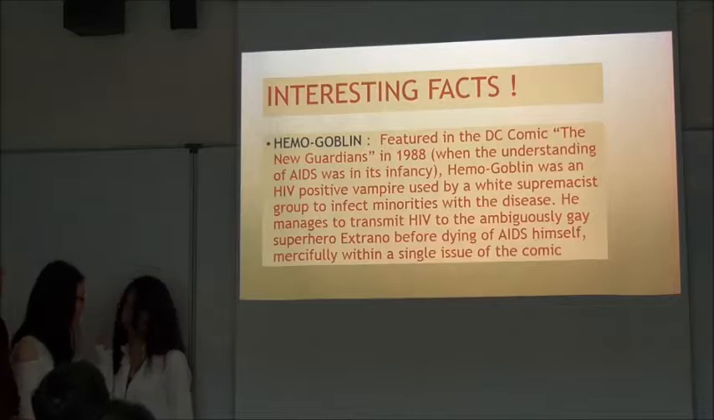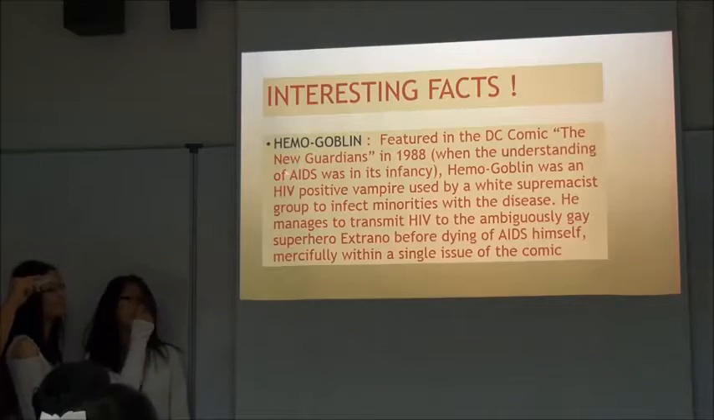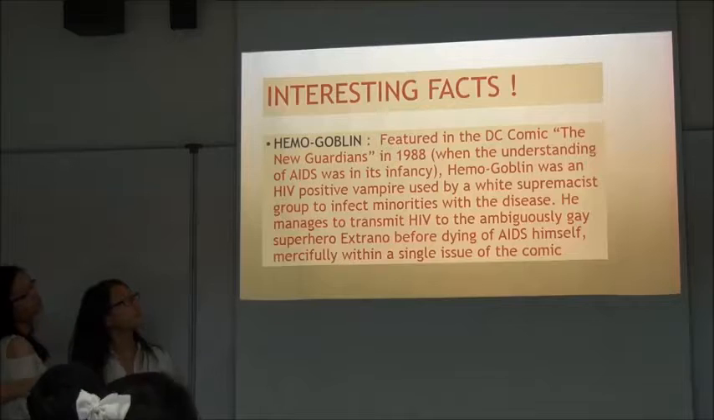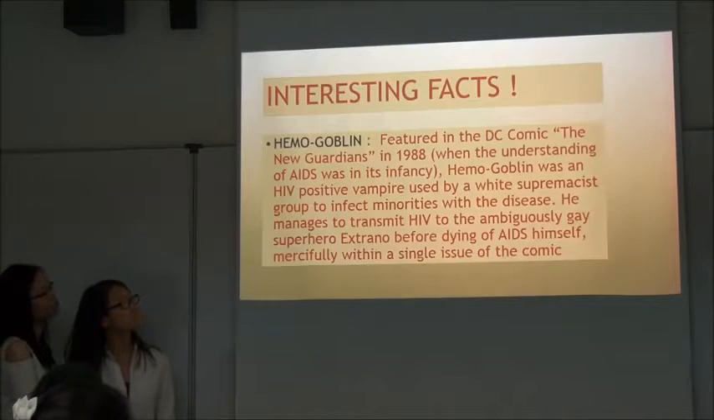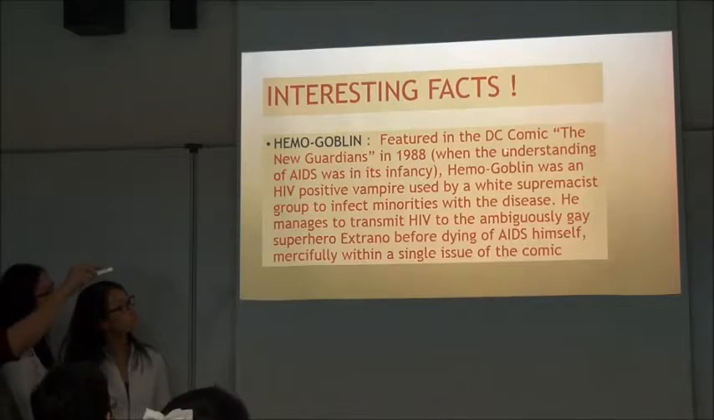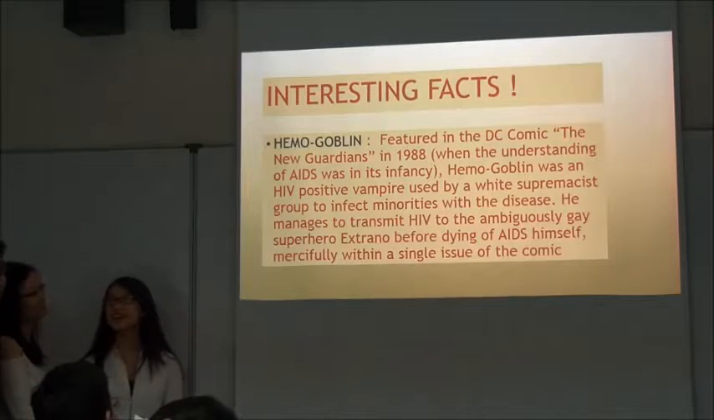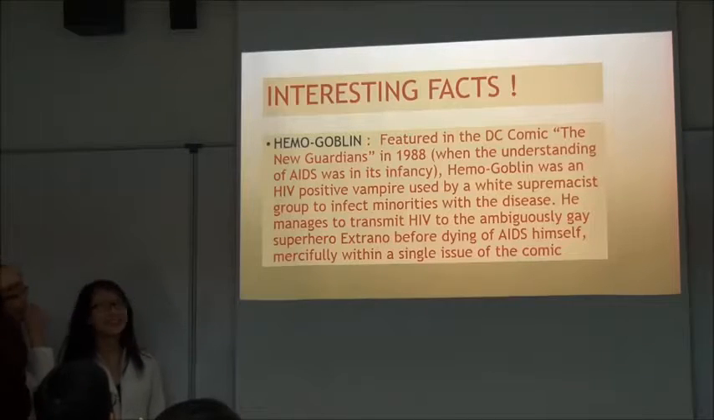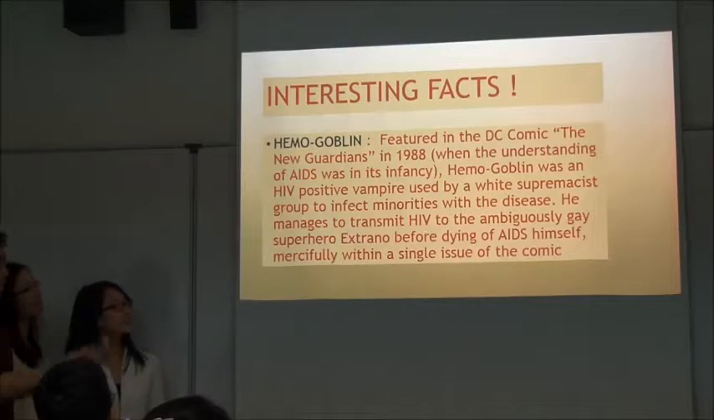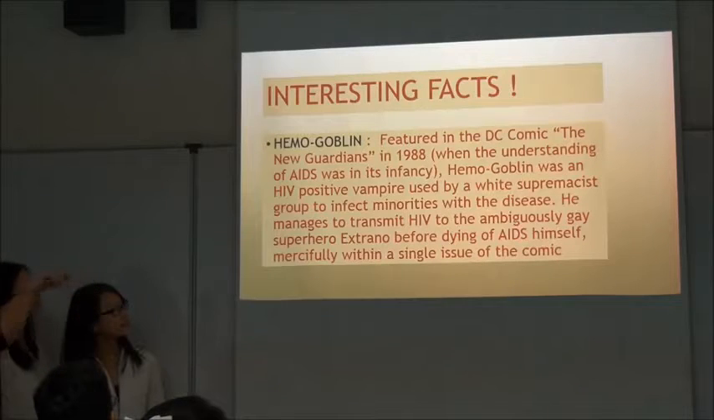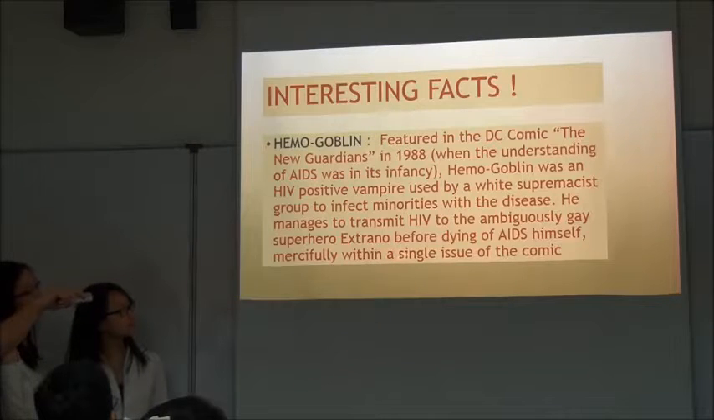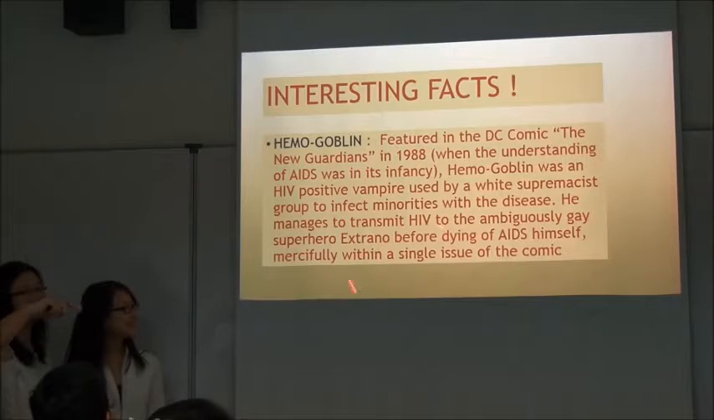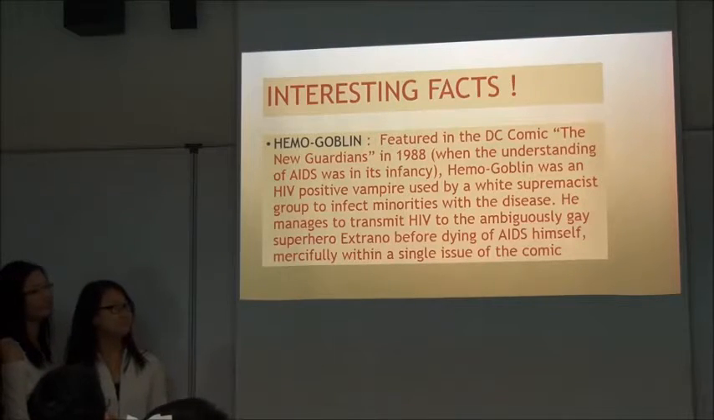More interesting facts. Hemoglobin featured in the DC comic The New Guardians in 1988, when their understanding of AIDS was still in its infancy. Hemoglobin was an HIV positive vampire used by a white supremacist group to infect minorities with the disease. So it's like a super villain with AIDS. He's a vampire. And then he had a superhero trying to stop him. His name was Extrano, and he was a gay superhero. And he managed to stop him before dying of AIDS himself. Moving on.